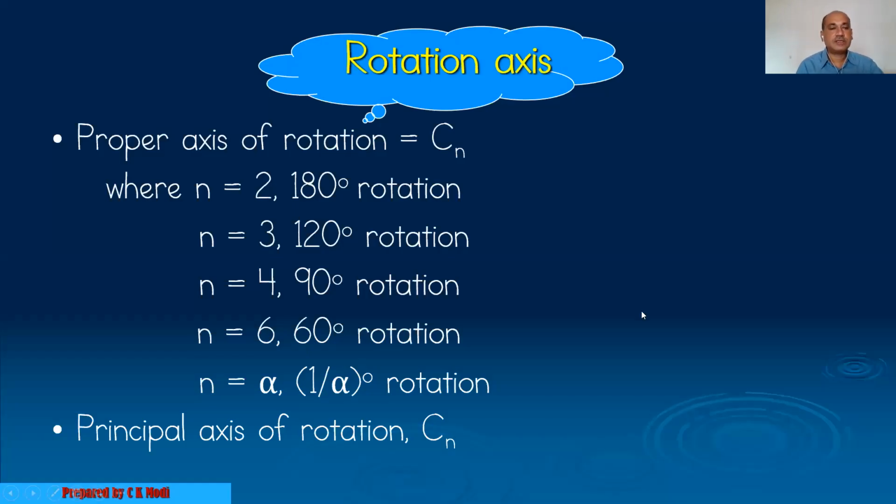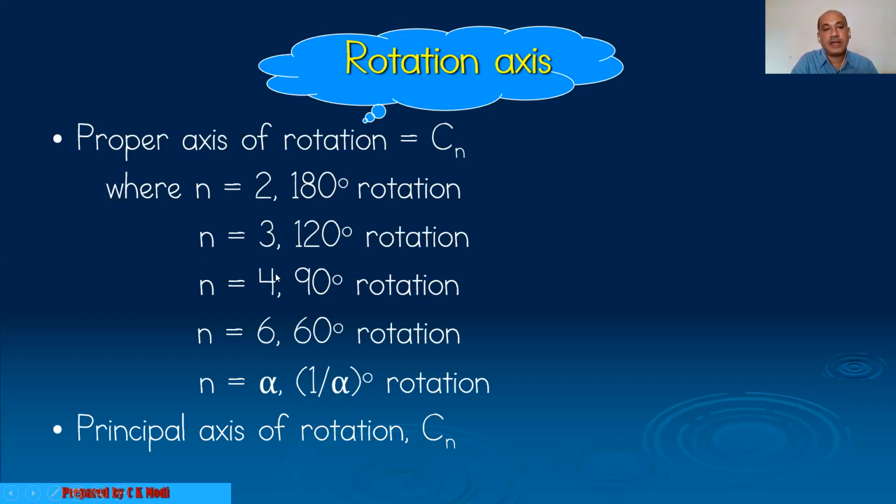So in rotation axis, which is symbolized by Cn, when n is equal to 2, that is 180 degree rotation. After 180 degree rotation, if we get an equivalent structure, then the molecule has a rotation axis, which is symbolized by C2. If on this rotation axis I can perform cyclic rotations of 120 degrees, and after 120 degree rotation I get the equivalent structure, then the molecule has a rotation axis which is symbolized by C3.